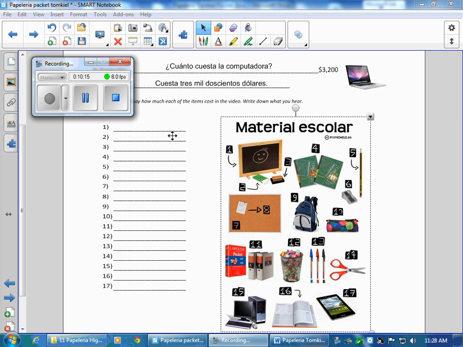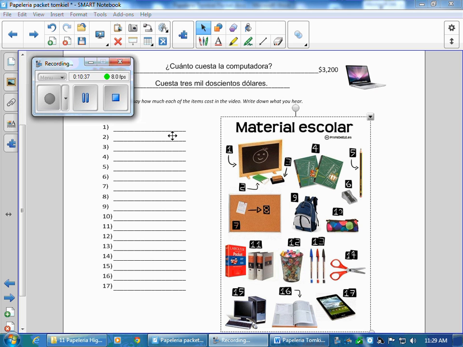So for number one, I will say it, and then when you understand what it is, write it down. If you need to pause the video and replay it, you can do that too. So you can listen to it as many times as you want. Just write down the numeral and the dollar sign. You don't need to write out the words. Okay, so listen carefully. I'll say each one twice and then move on to the next one.